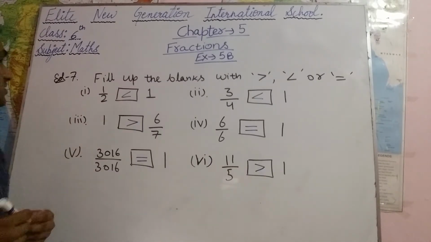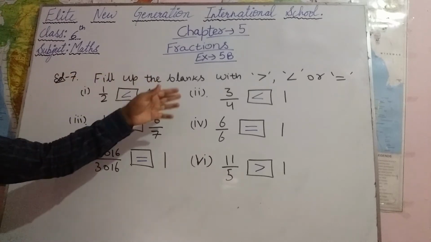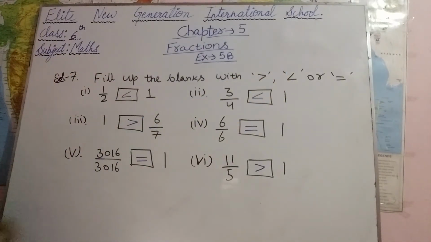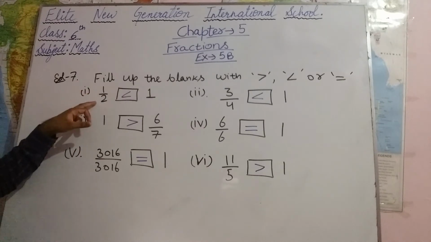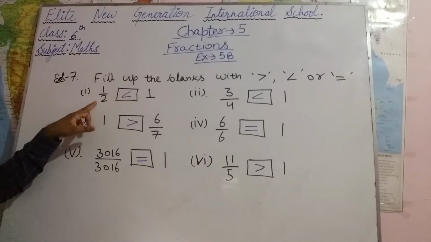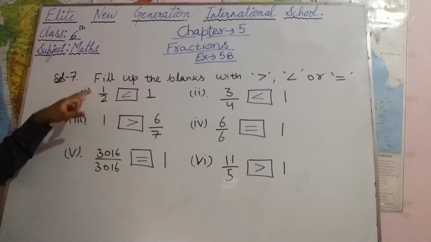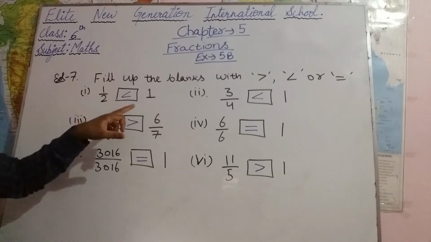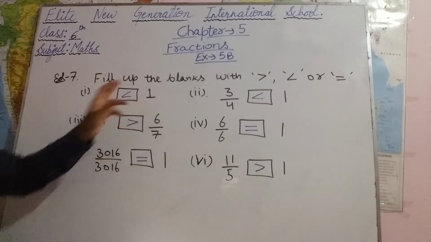So in question number 7 we have to fill in the blanks with the greater than, lesser than or equal to sign. So in this, first we have been given 1 upon 2 and 1. So which is greater? Here 1 will be greater than 1 upon 2, because when we divide 1 upon 2 it will be 0.5. So 0.5 is lesser than 1. So here 1 will be greater.